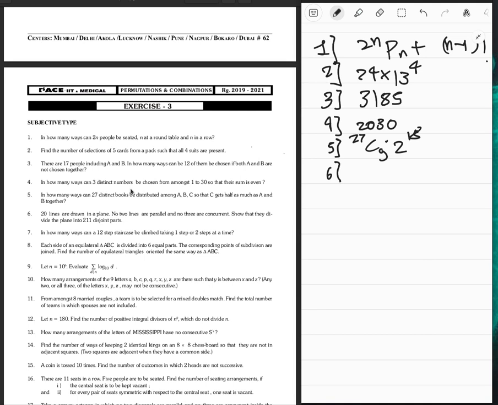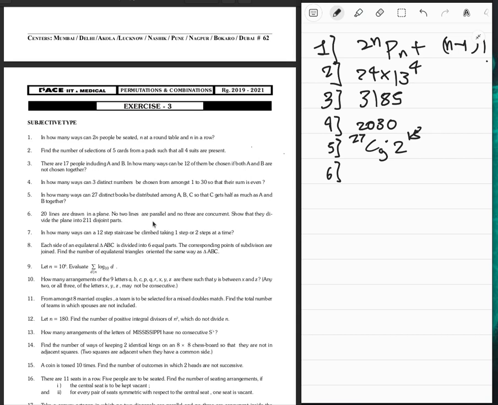Awesome. Sixth question. Okay, 20 lines are drawn in a plane, no 2 lines are parallel and no 3 are concurrent, so that they divide the plane into 211 disjoint parts. So what is given? No 2 are parallel. Awesome. So I have seen this before, right?